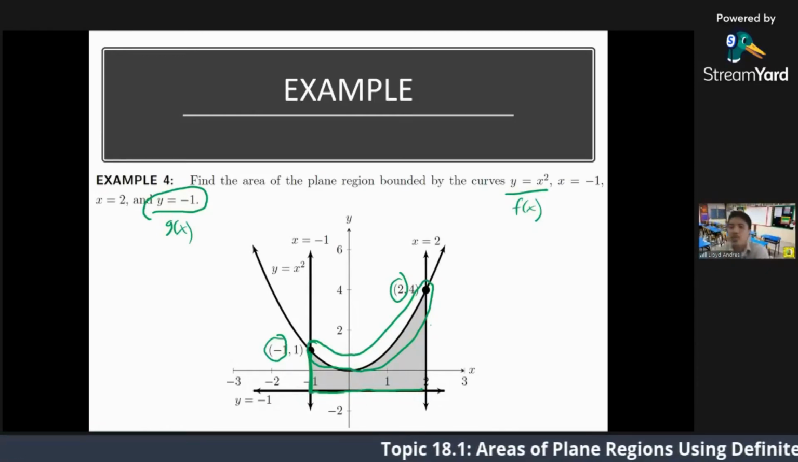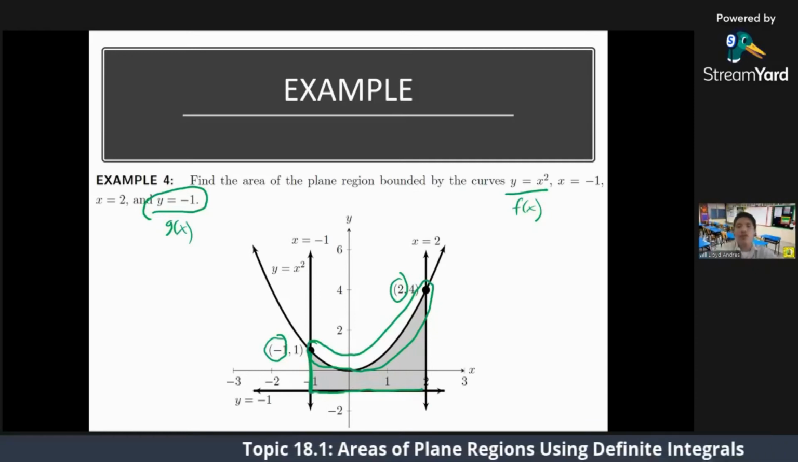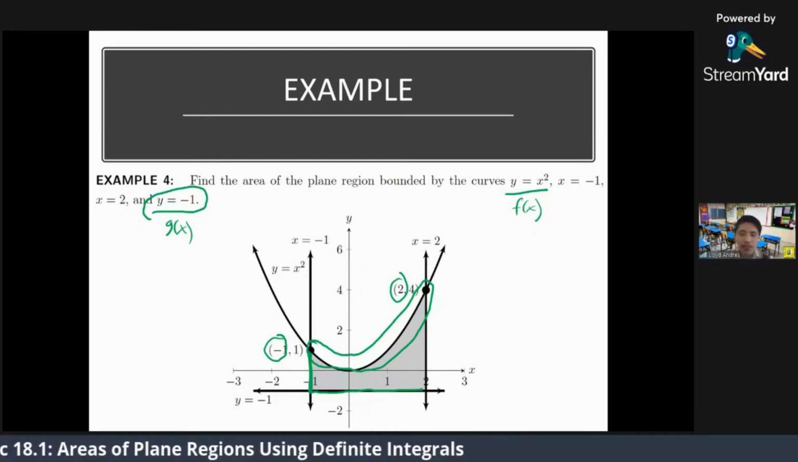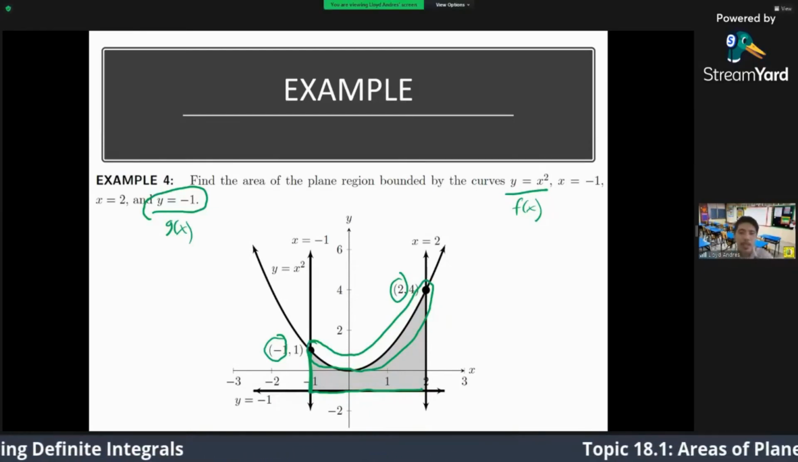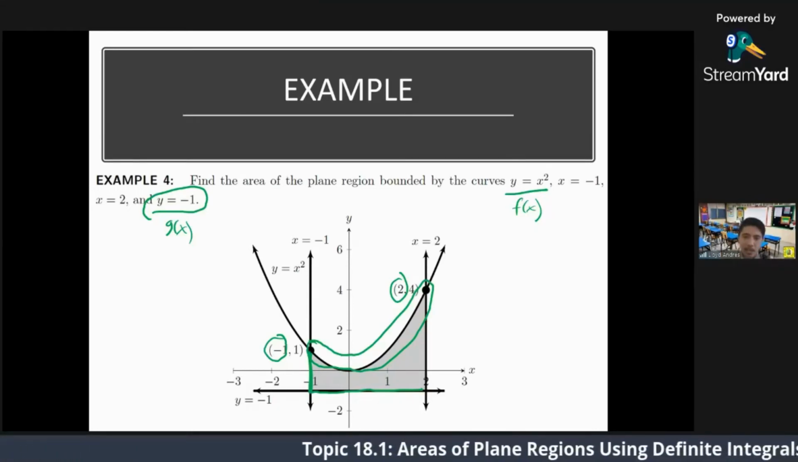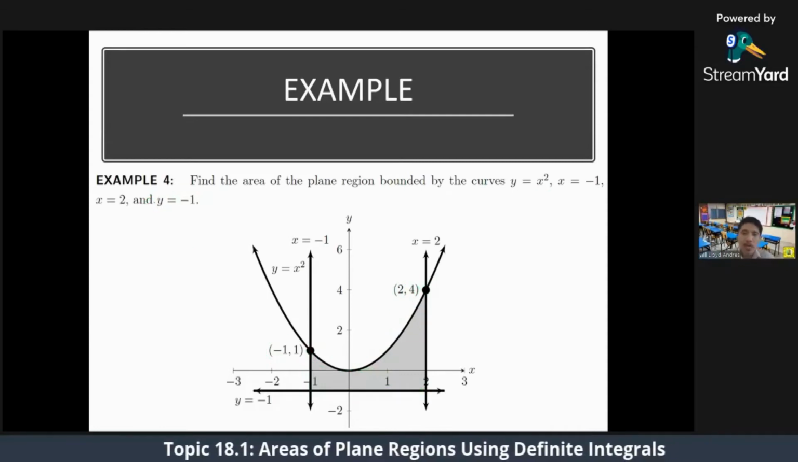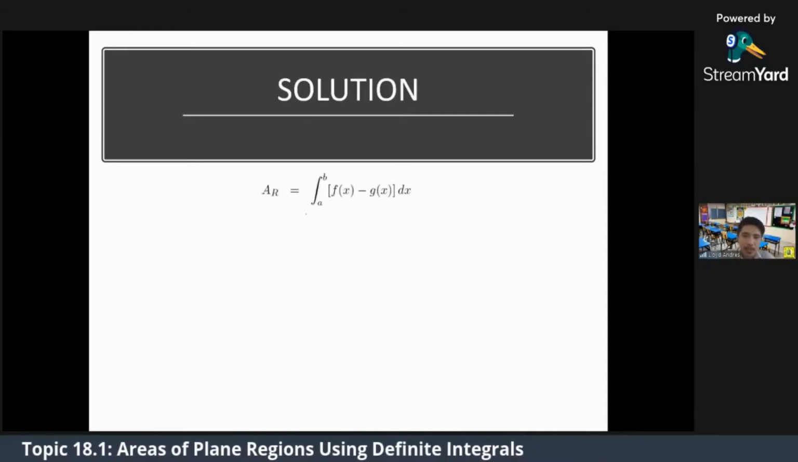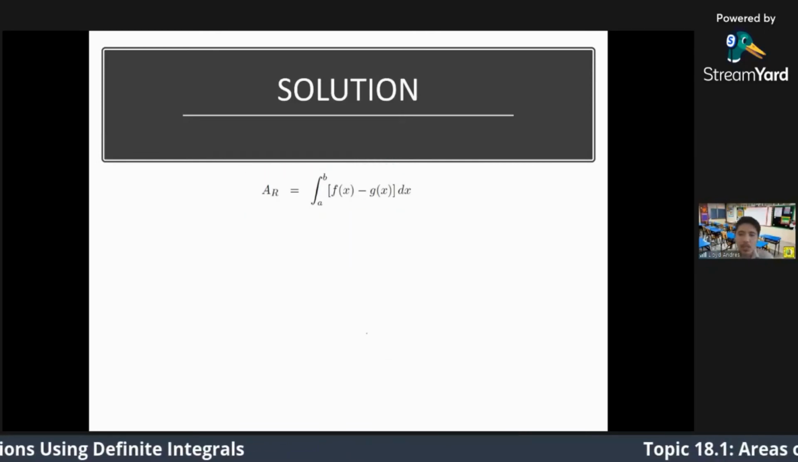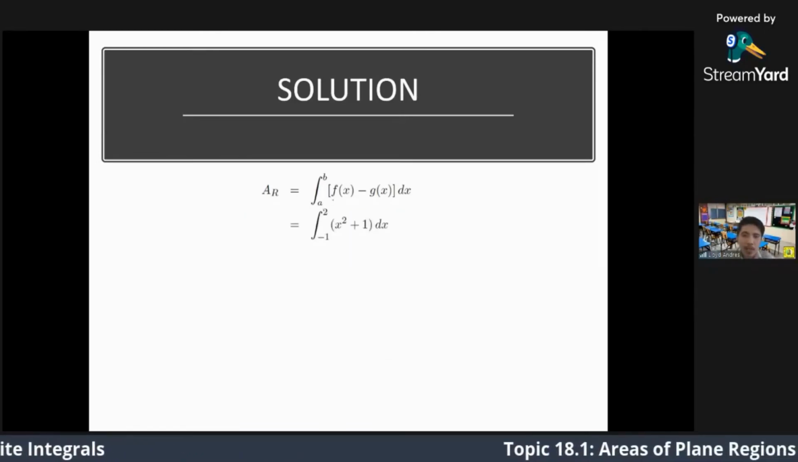So again, ang buhaton is sketch the graph to determine unsa ang upper limit, unsa ang upper function, unsa ang lower function. And then at the same time, to determine unsa ang lower limit o ang upper limit. Since determined na siya, we can now use the formula.